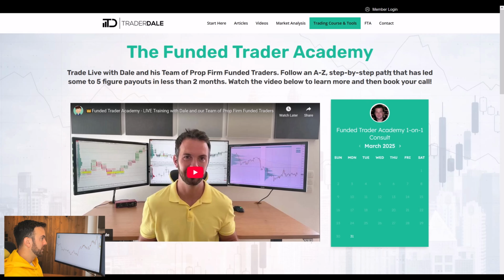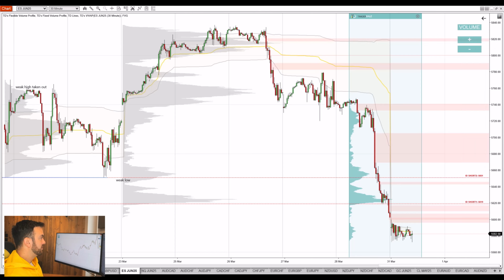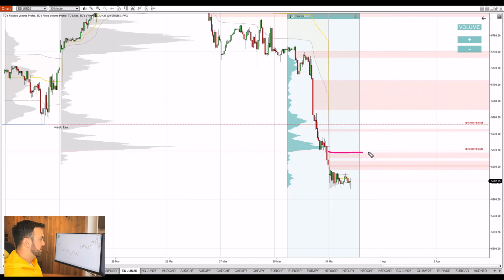And let's now go to the charts and talk about the trading ideas. So what you see before you, this is NinjaTrader 8 platform, and the chart is the ES 30-minute time frame. In here there are 2 new resistances, this one at 56.19 and this one 56.51.